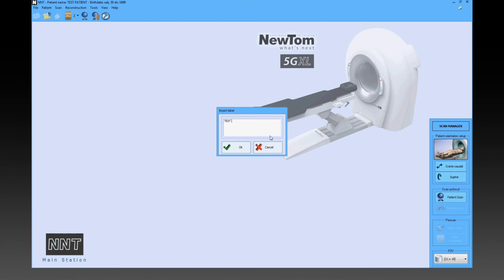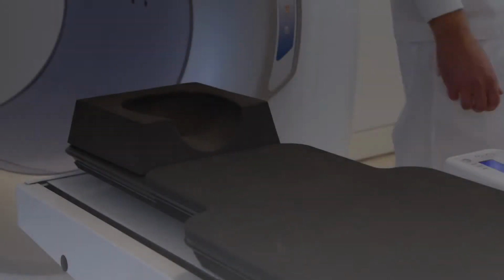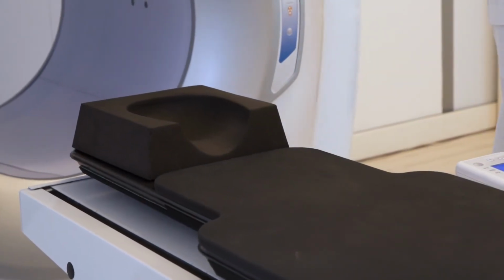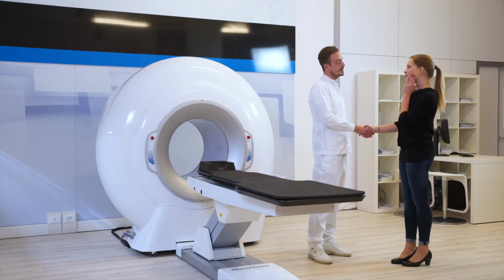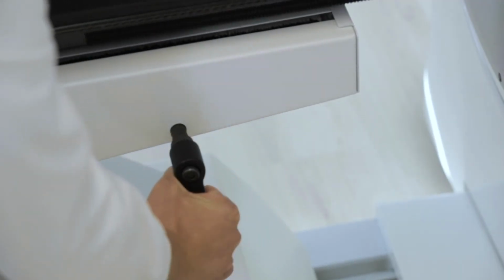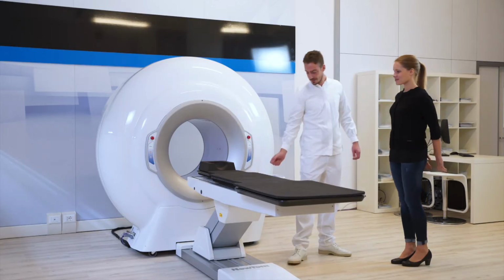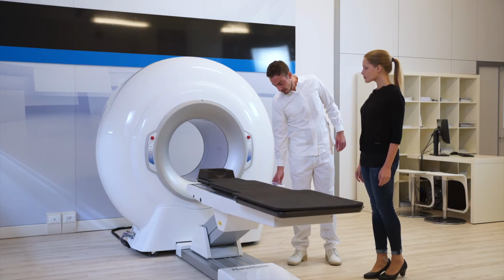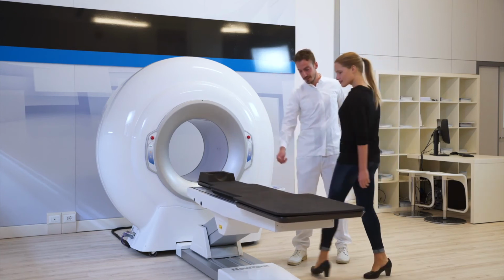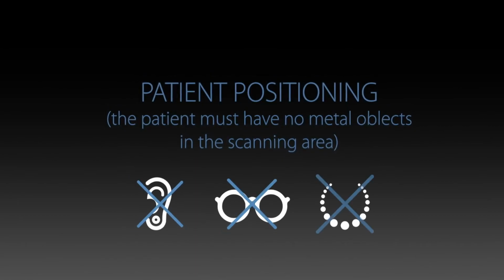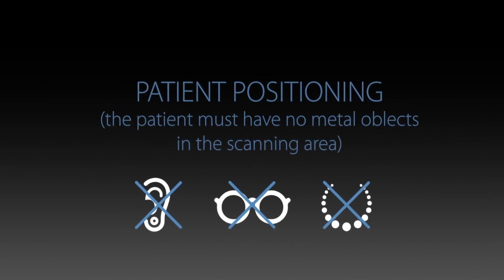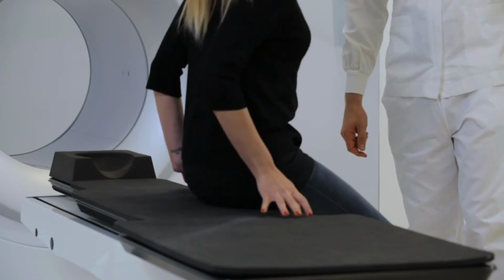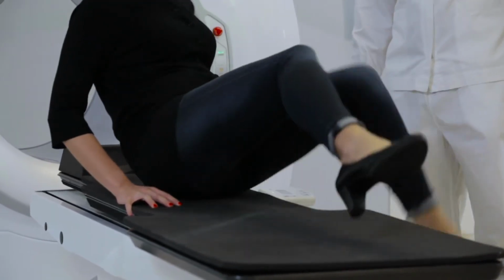We are ready to place the patient on the table. The gurney must be fully removed from the gantry and locked by the handle located next to the keypad. Then press the P2 button on the table control pad to bring the table to the default position. Now the patient can sit down.